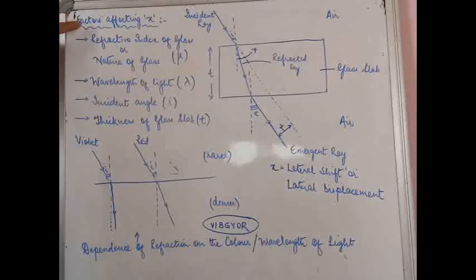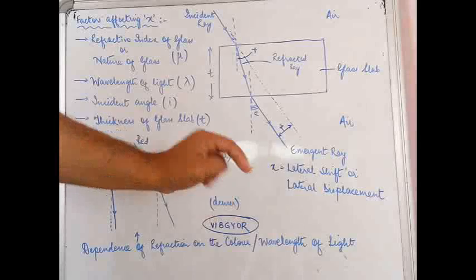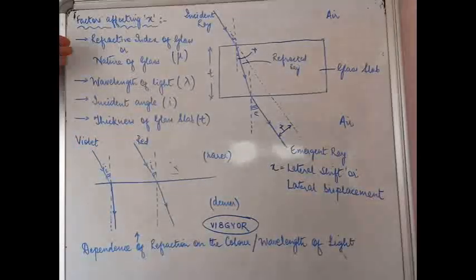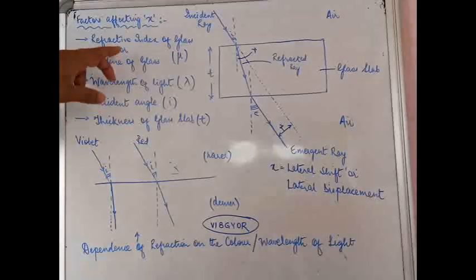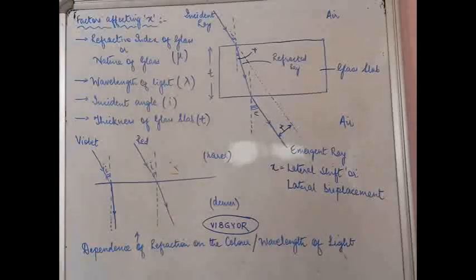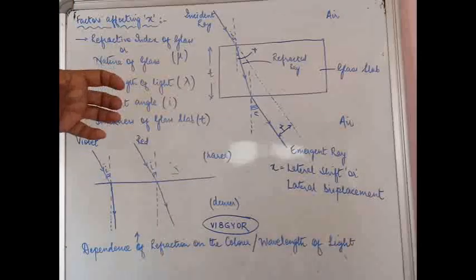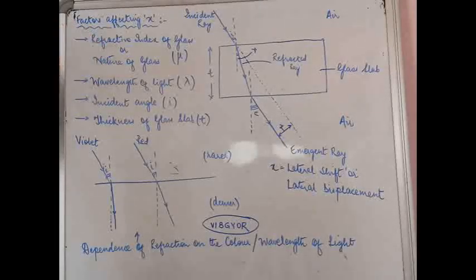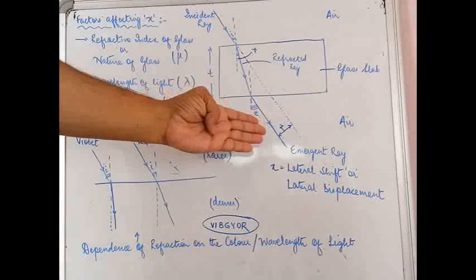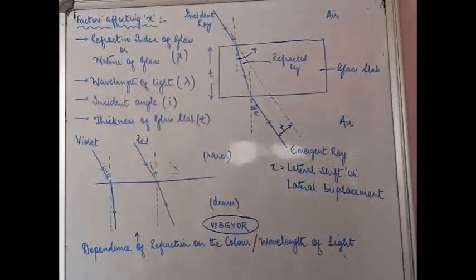So the factors affecting x, which is the lateral displacement. The first point is the refractive index of the glass that we are using, also known as the nature of the glass. The more the refractive index of the glass, the more bending there will be, because the refractive index itself indicates the bending capacity of that medium. So when there is more bending, the x value also comes out to be more.